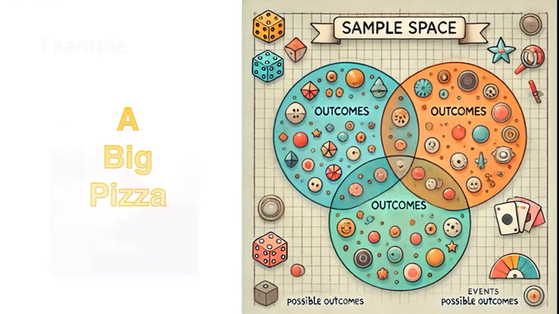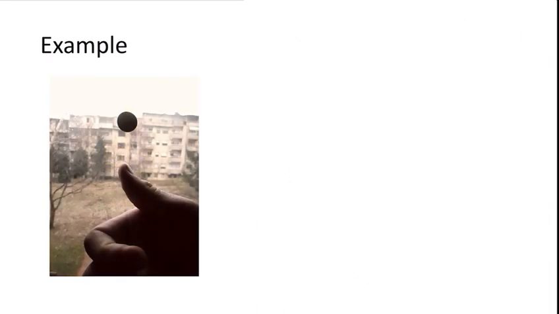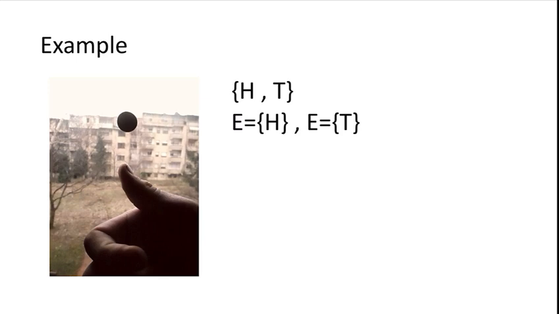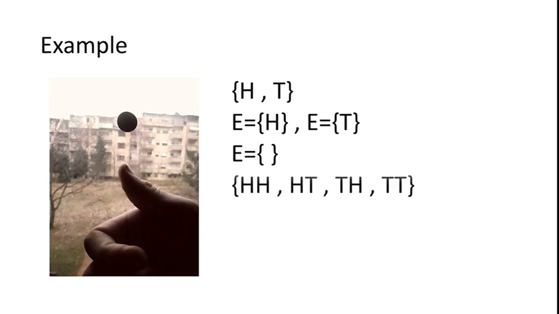For example, if the experiment is tossing a single coin, the sample space is the set {H, T}, where the outcome H means that the coin's heads and the outcome T means that the coin's tails. And for tossing two coins, the sample space is {HH, HT, TH, TT}. This is sample space. Now let me introduce another concept called conditional probability.